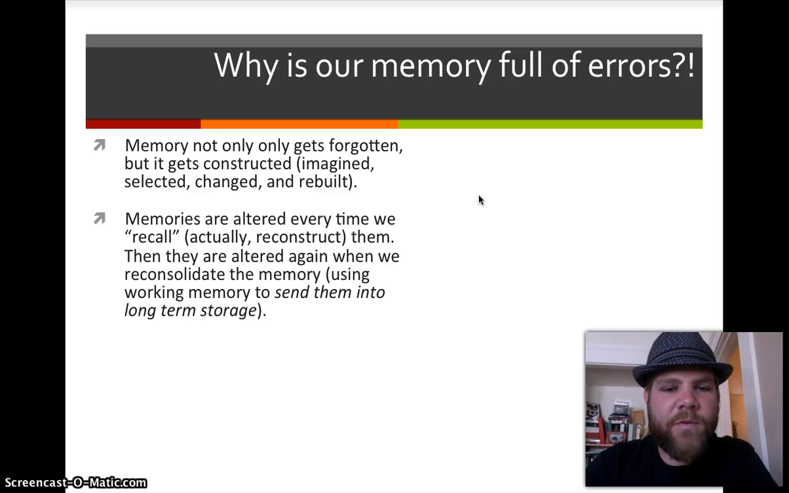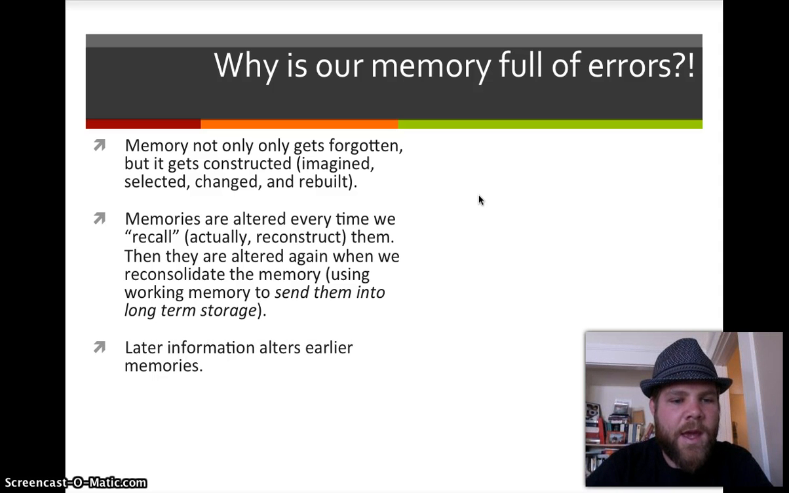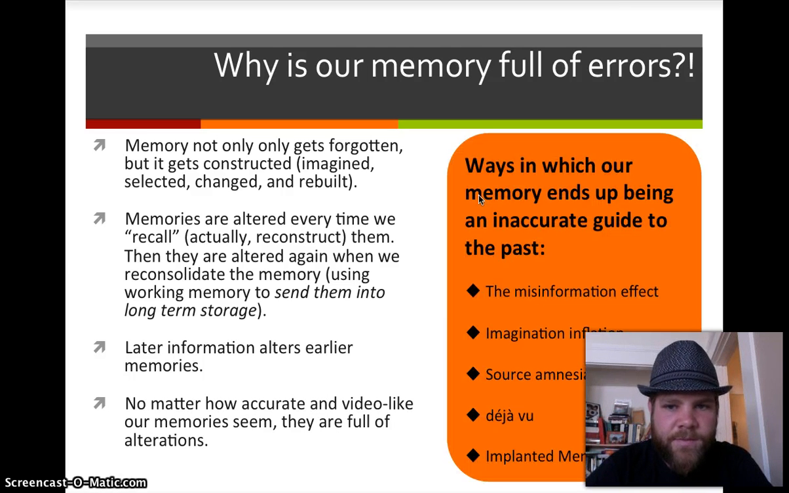And every time that we recall a memory, actually when we reconstruct a memory, because we're not recalling exactly what happened, then we are altered again when we reconsolidate the memory, meaning when we use working memory to send them into long-term memory. So every time we encode something, every time we retrieve something, the memories are altered a little bit. And later information alters earlier memory. No matter how accurate and video-like our memories seem, they're full of alterations.